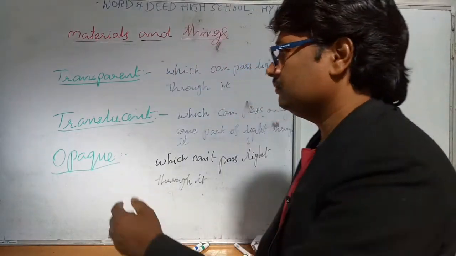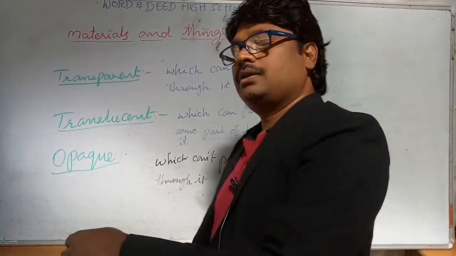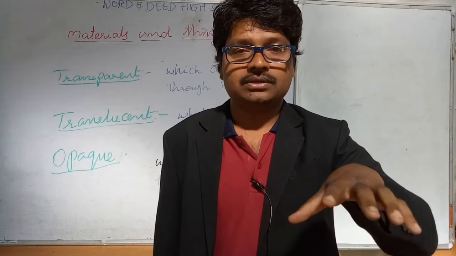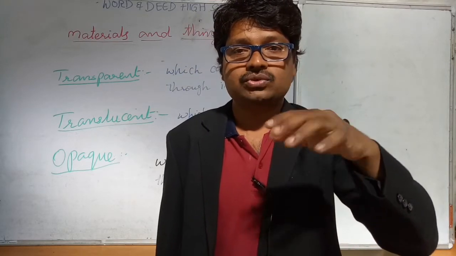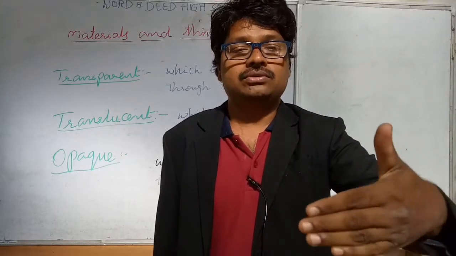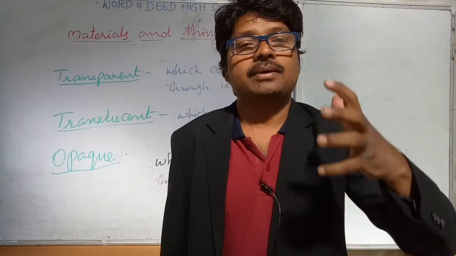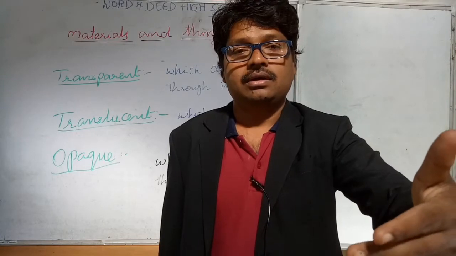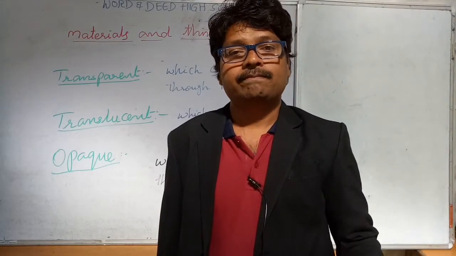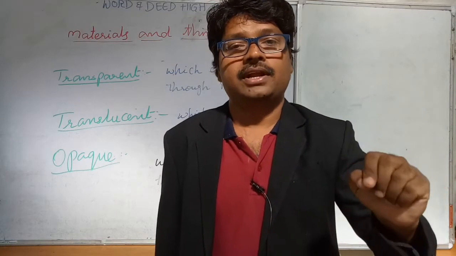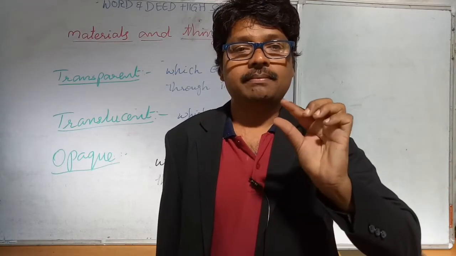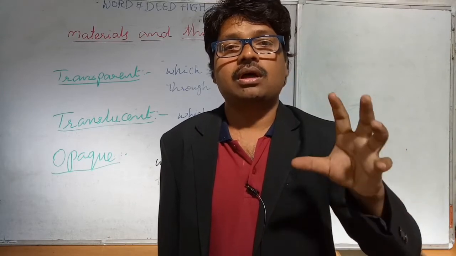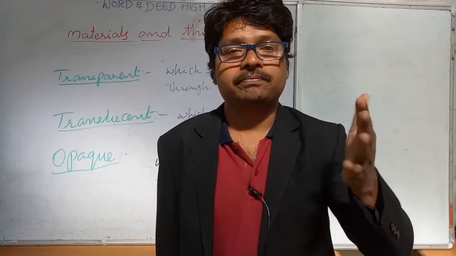And next, translucent. If you take a paper and drop some oil on it, the oil spreads on the paper and you can see some part of the things, not clearly, but you can get the idea that something is there behind that material. How can you understand? You cannot see it clearly because only some part of the light can pass through it. That kind of material is called translucent material. Oil paper. Okay?